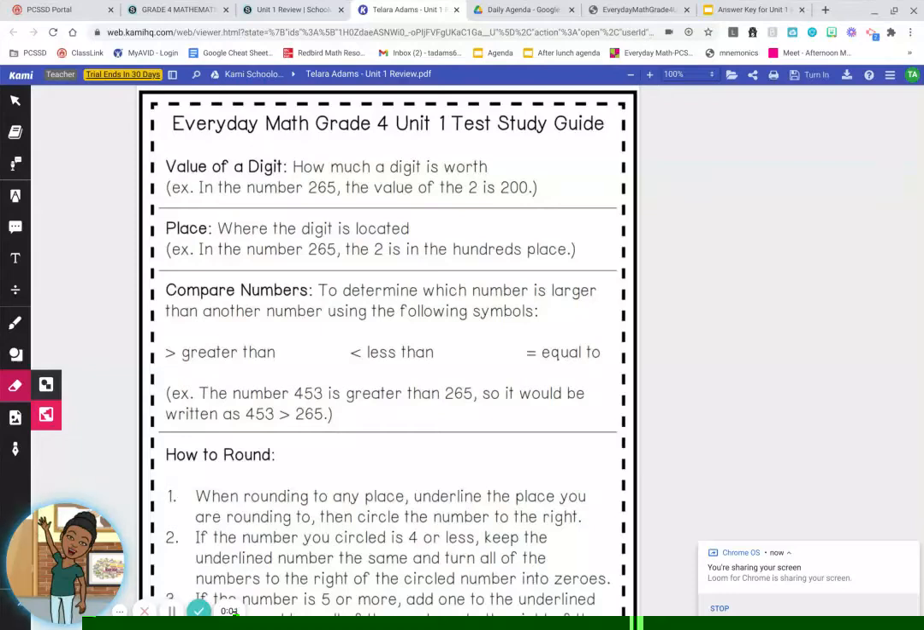Hello, hello. This is a quick study guide for our Unit 1 test that we will have on Thursday. The first two pages are just notes, just reminders.